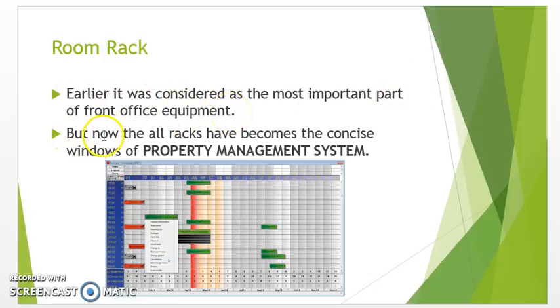Equipments. But now all the racks have become a concise window of property management systems. As I have said earlier, it was all done using wooden racks, but now that has become a concise and very equivalent window of property management system. Property management systems we'll discuss later, but now I can give you a brief. It is a software used by hotels. Its general work is to manage all the operations as per the rules and policies.